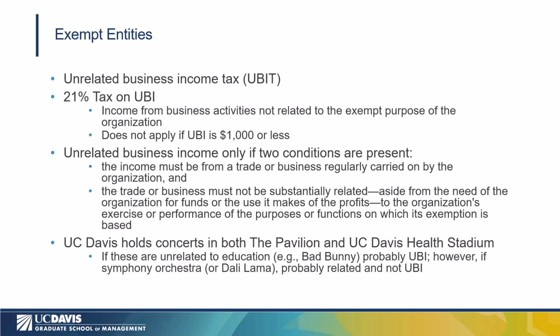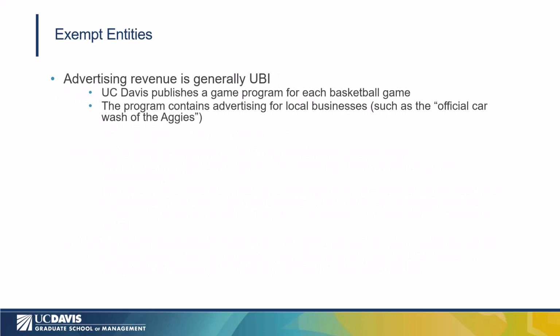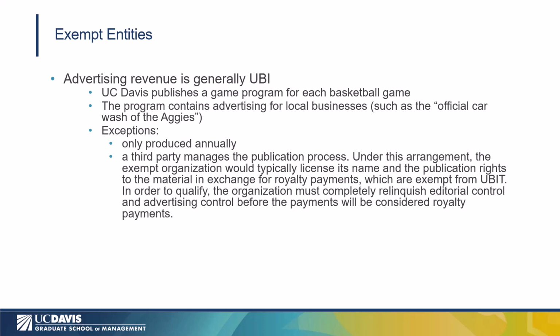So obviously, since an exempt organization pays 21% tax, there's a lot of incentive to have your income, to the extent any is created, be unrelated business income. So advertising revenue is generally unrelated business income. So let's say UC Davis publishes a game program for each basketball game. And the program contains advertising for local businesses, such as the official car wash of the Aggies or something along those lines. That would generally be treated as UBI.